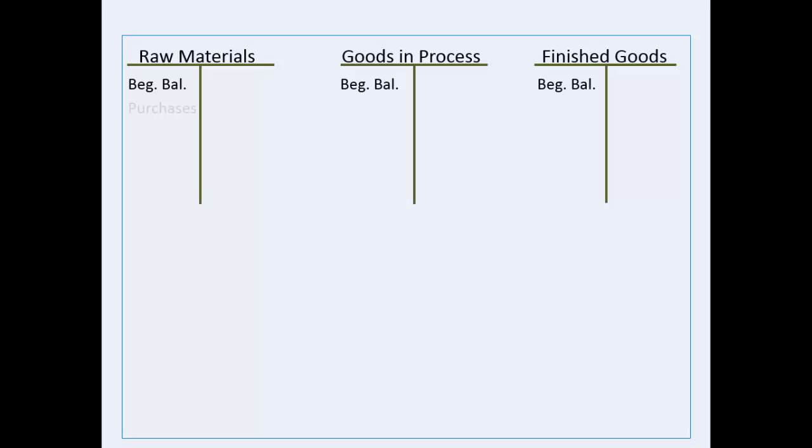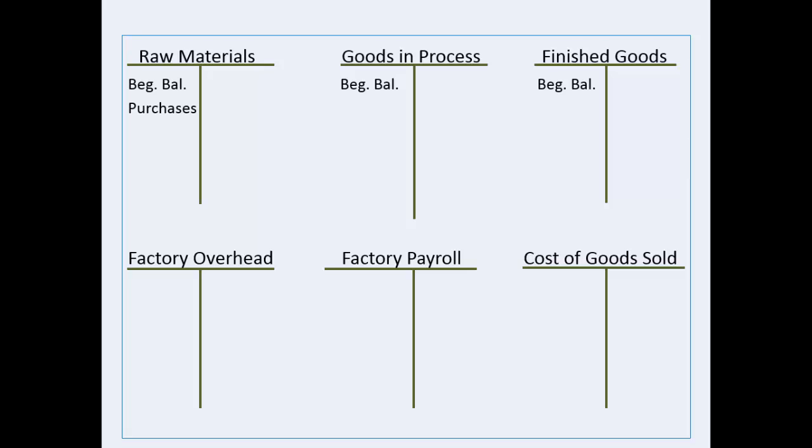They're inventory accounts, they have a beginning balance. So starting with raw materials, you have to buy raw materials first, beginning balance plus purchases. That's what's available to use. You will either use it or not use it. And with raw materials, we think of different classifications. But first, let's look at the different expense accounts: factory overhead, factory payroll, and cost of goods sold.